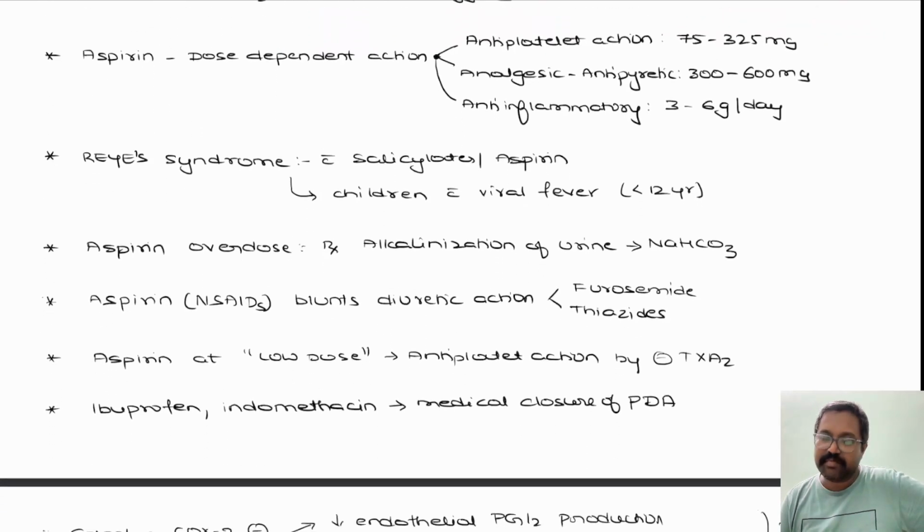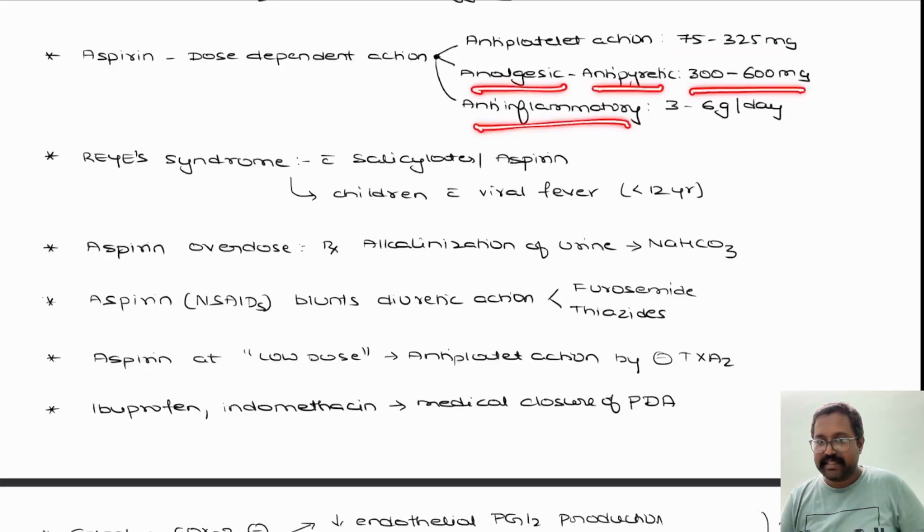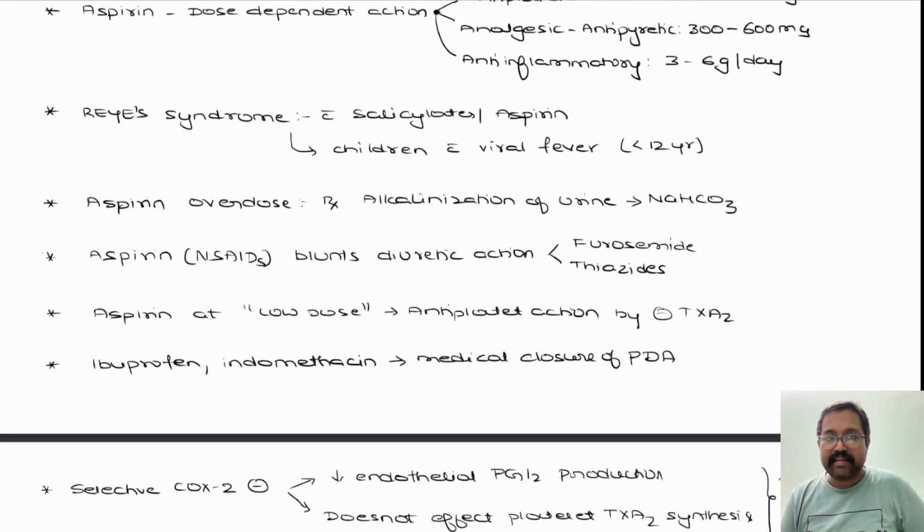So next, coming to the aspirin dose dependent actions. Aspirin being an NSAID, it irreversibly blocks the COX enzyme. Antiplatelet action is produced at 75 to 325 milligram. Analgesic and antipyretic activity is seen between 300 to 600 milligram, and anti-inflammatory activity is seen at 3 to 6 gram per day.